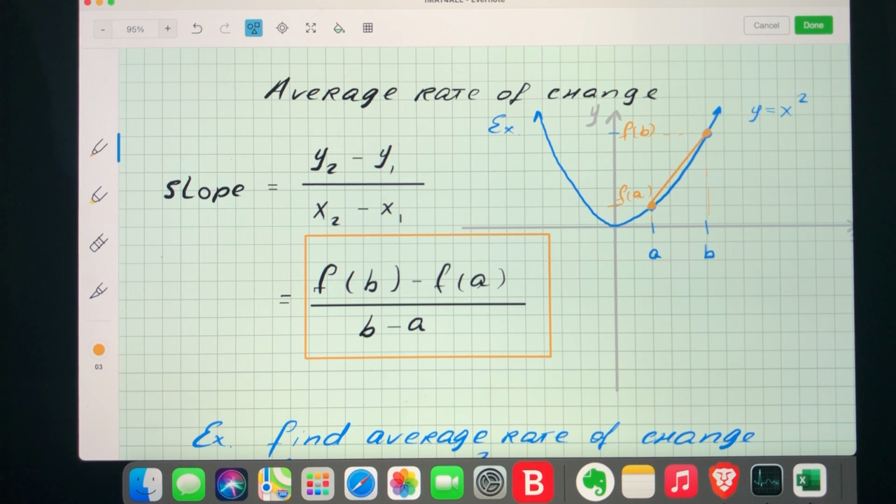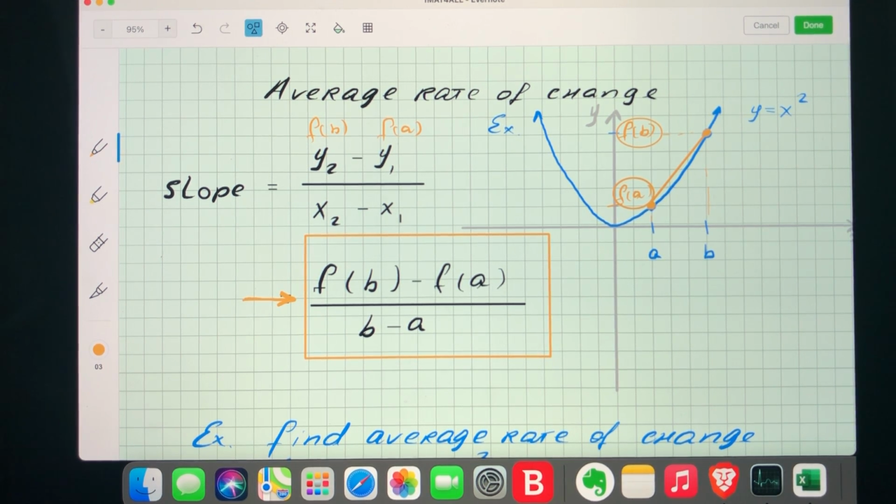And so using these two formulas, f of B is the same as y2, and f of A is the same as y1. And using those two notations, we get exactly the formula for the average rate of change, which is here.